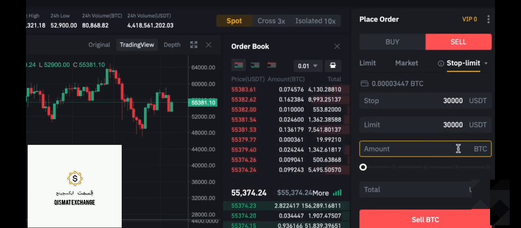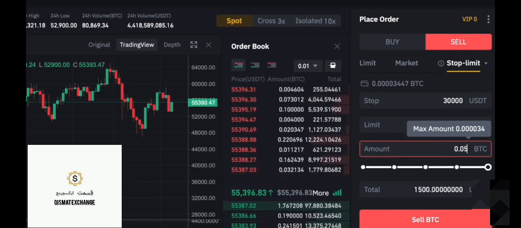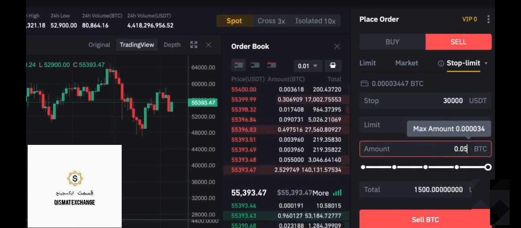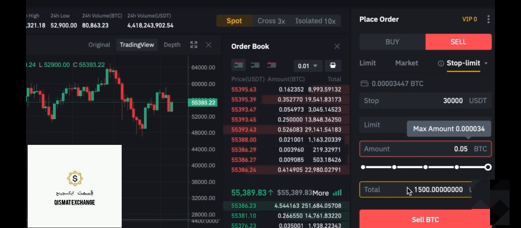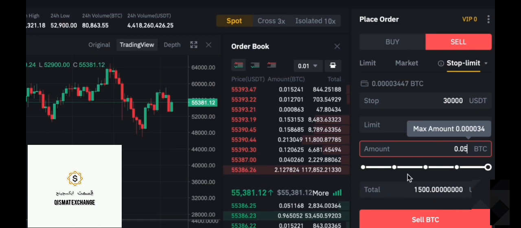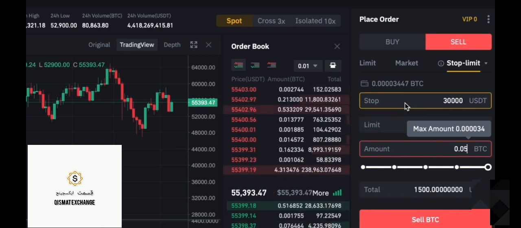Make sure you put the same amount as you went long for. So exactly the same. If you're trading 0.05 of a Bitcoin, trade that 0.05 of a Bitcoin. You see the total's 1,500. So yeah, we would have lost a couple $100 if the trade moves against us. Then put in another sell order.